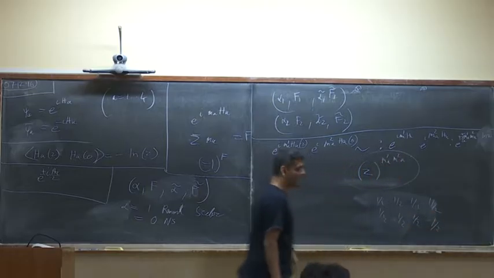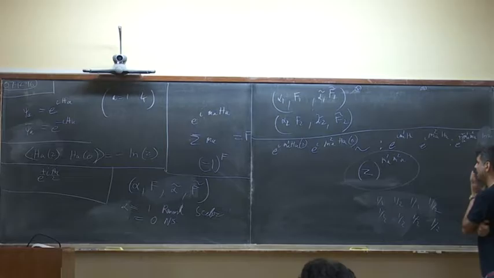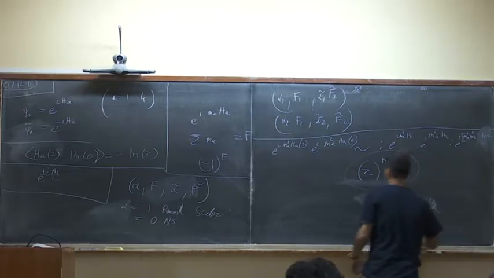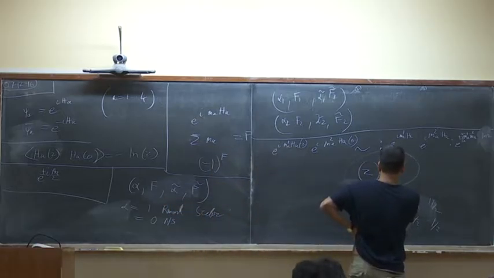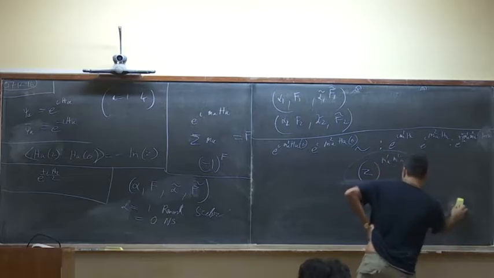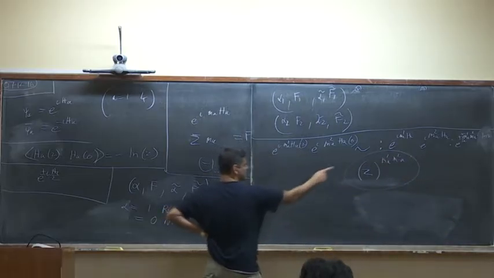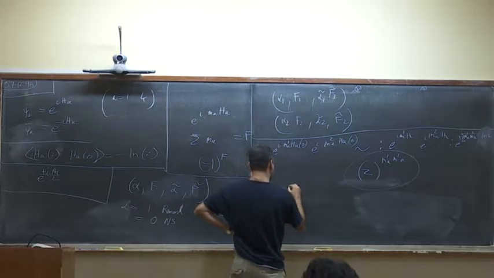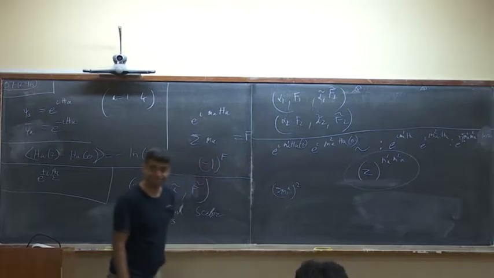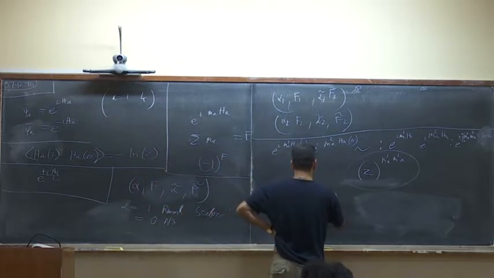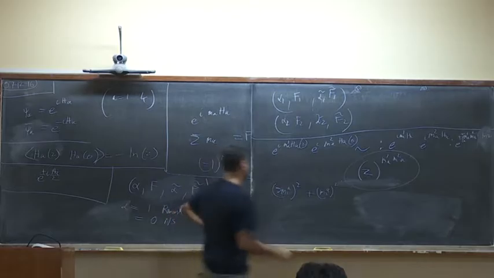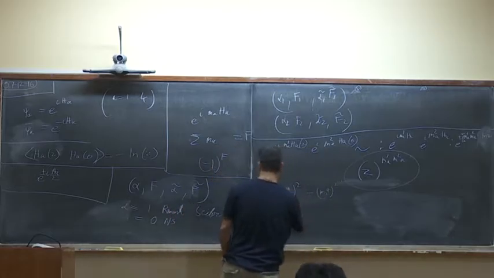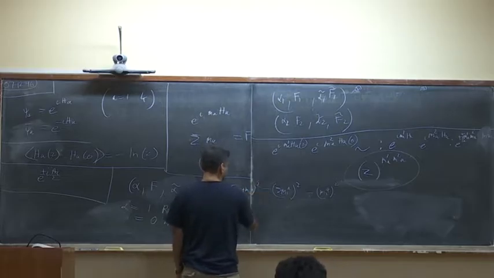Since we've started this, let's continue. This is probably best written as follows. Let us write this thing as (m1a)^2 plus (m2a)^2 minus (m1 plus m2)^2.